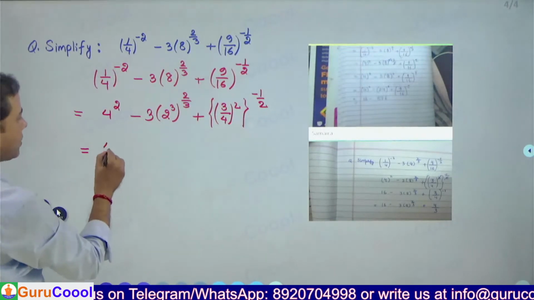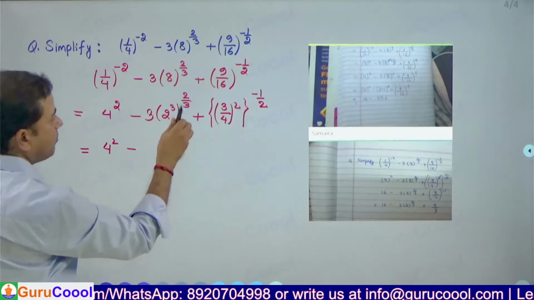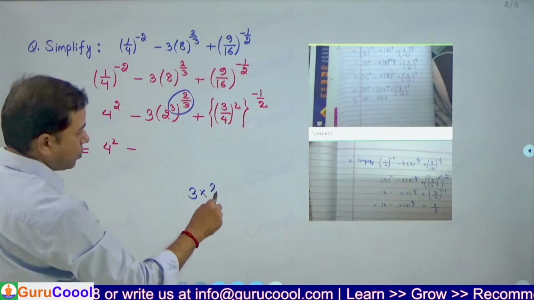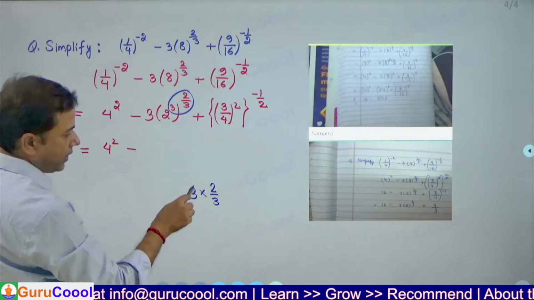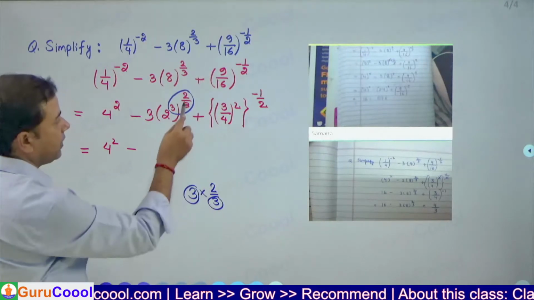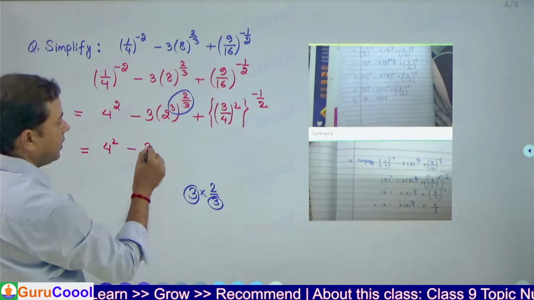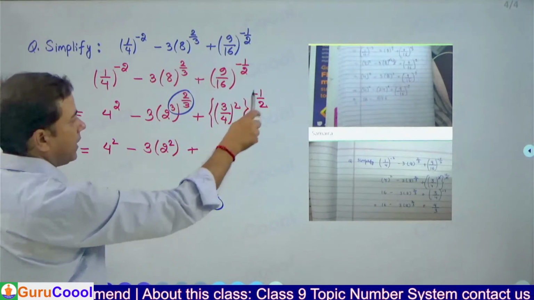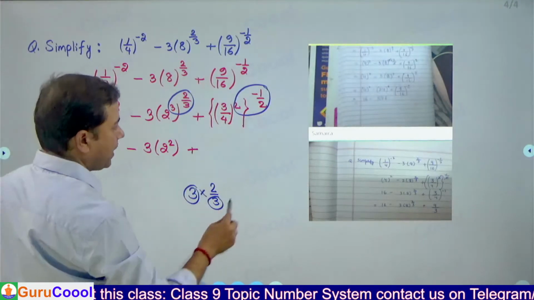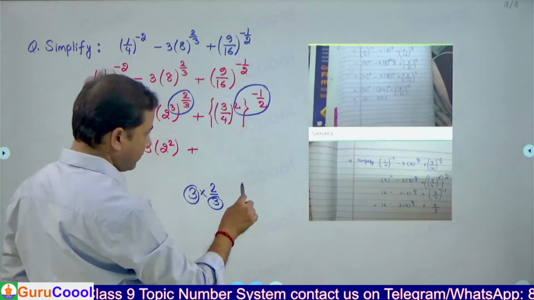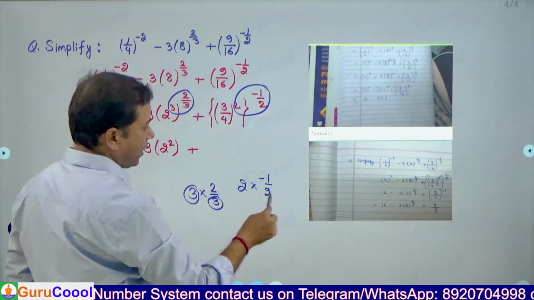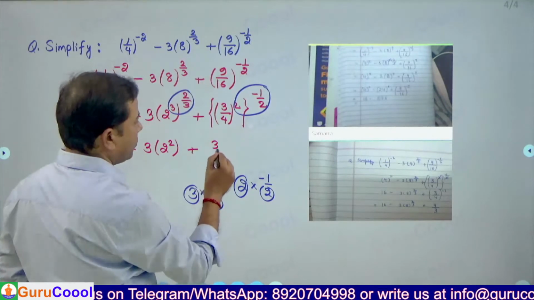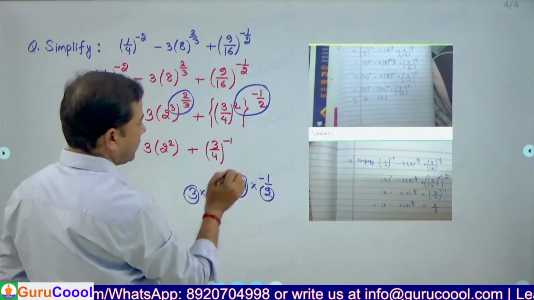Now the first term, 4 square, then it is power to the power. If we multiply 3 with 2 by 3, numerator and denominator will be cancelled out, only 2 will remain after multiplying. So it's 3 into 2 square, and then here again power to the power will be multiplied, 2 times minus 1 by 2. Numerator and denominator will be cancelled, only minus 1 remains. So it's 3 by 4 power minus 1.